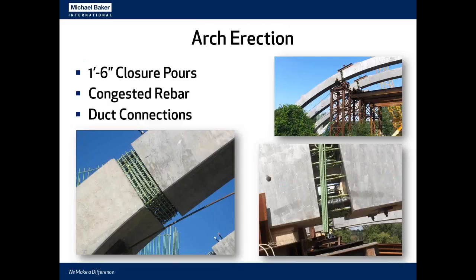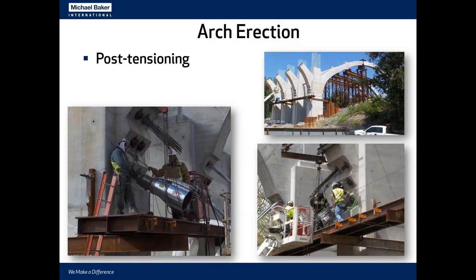I mentioned that there were closure pours between the arch segments. They were 1 foot 6 inches in length. There was some pretty congested rebar in there, and for the continuity tendons, duct connections need to be made between the continuity tendons in the closure pour. And as I mentioned, there were 4 of these per each arch line.